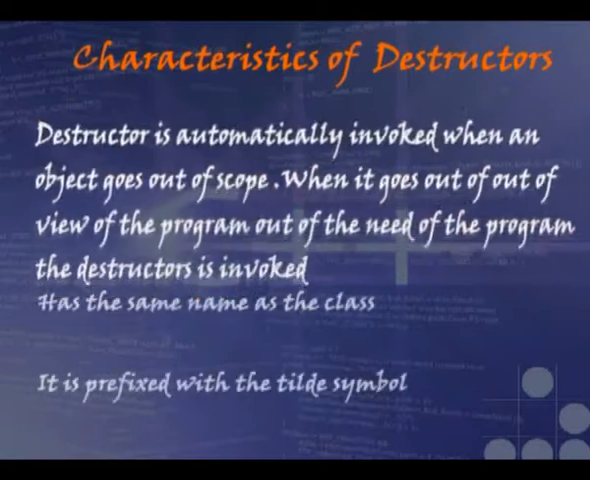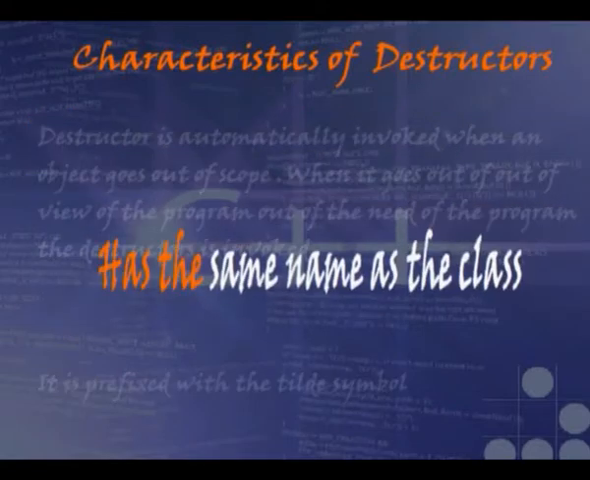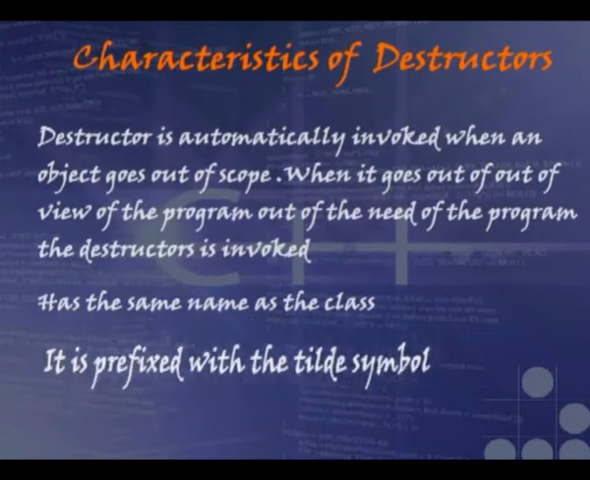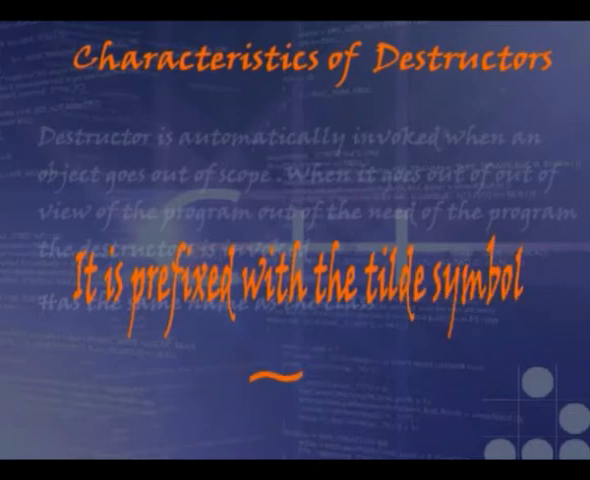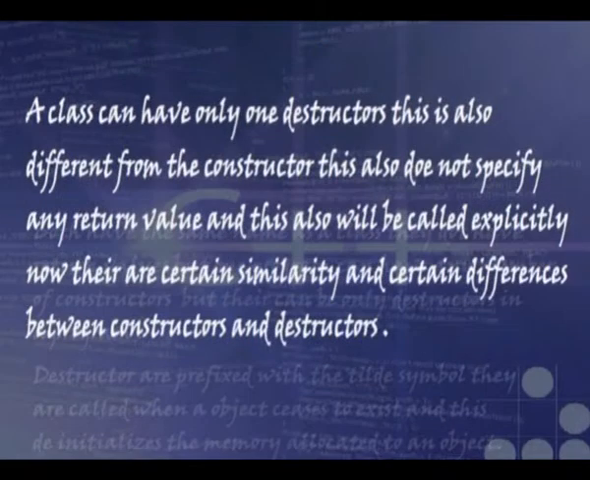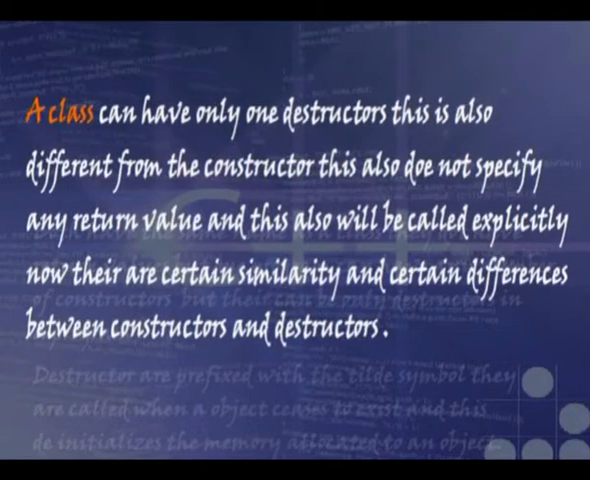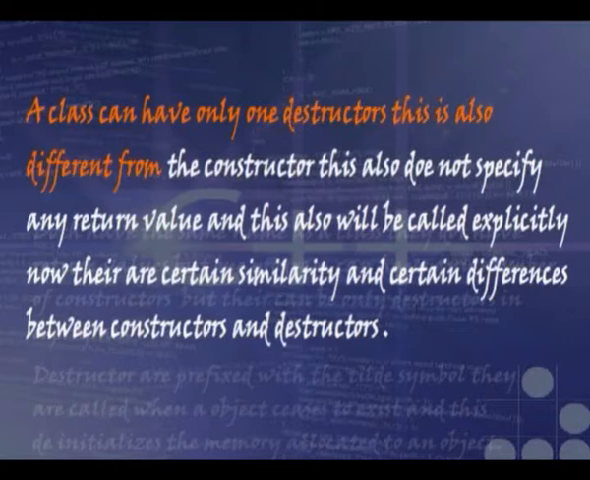This also has the same name as the class. It is prefixed with a tilde symbol. I have given the symbol sign also. A class can have only one destructor. This is also different from a constructor. This also does not specify any return value, and this also can be called explicitly.